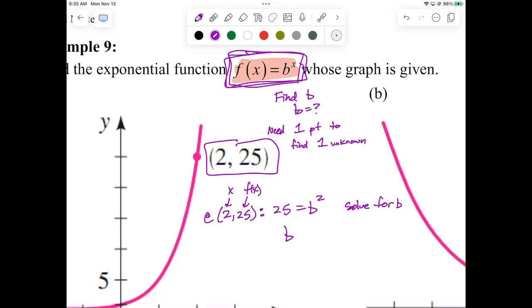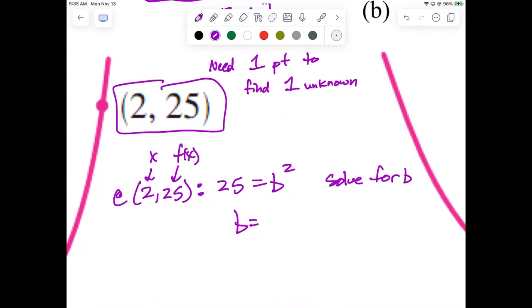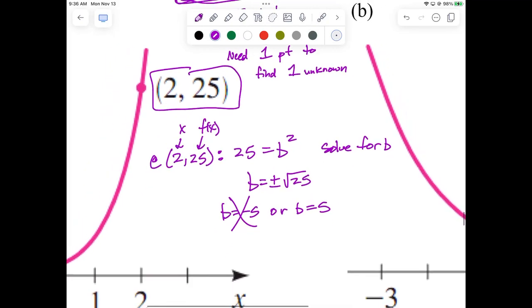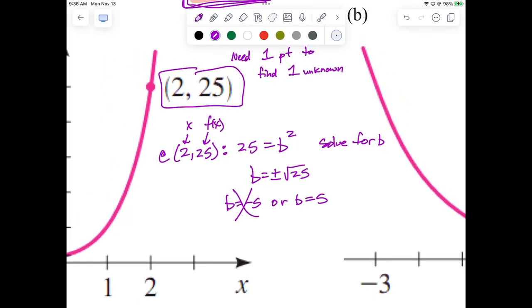You take the square root of both sides, and what do we have to remember to consider when we take the square root? Plus or minus the square root of 25. So that means b equals -5 or b equals +5. Those are the 2 solutions to the equation. But in the context of this problem, we're trying to find the base of an exponential function. Can we have a negative base? No. So we've considered it, but then we've thrown it out. So b is equal to 5. So this equation must be f of x equals 5 to the x.